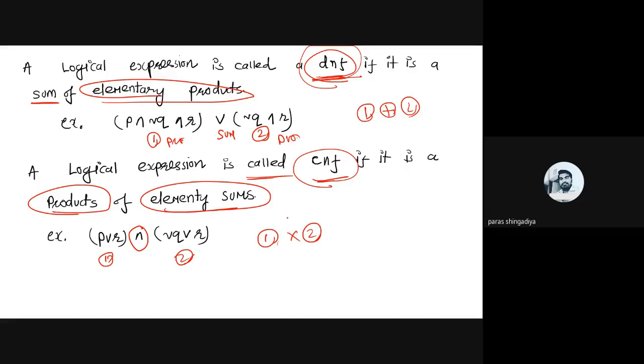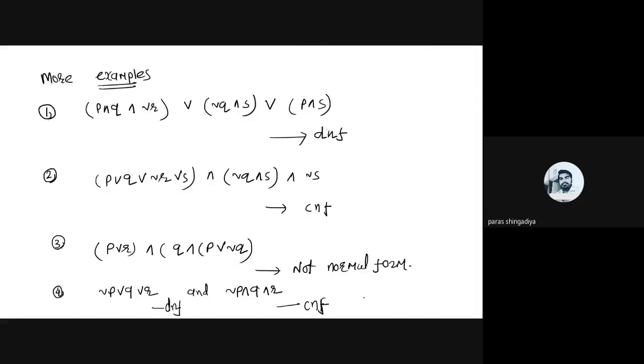Clear? And we'll consider some more examples after that. The first one: P and Q and R, negation P and Q, negation, in brackets, OR negation Q and S, OR P and F. Now check the first bracket, first, second, and third. The product of the variables is given, a product of elements. After the brackets, which sign is given? The OR operator sign is given there. So what is the meaning of that? It is a sum of elementary products, so it is called a DNF.